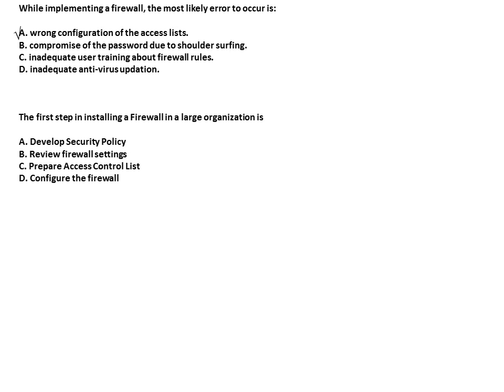The first step in installing a firewall in a large organization is to: develop a security policy, review firewall settings, prepare access control list, configure the firewall. The very first step is to develop the security policy, and the others are the subsequent steps. In the security policy, your assets and the important staff who can access the assets are defined. So developing the security policy is the first criterion.